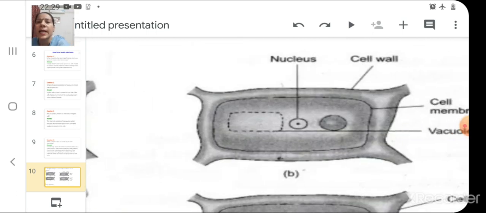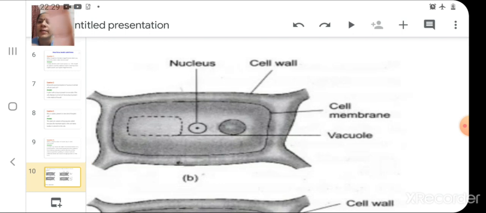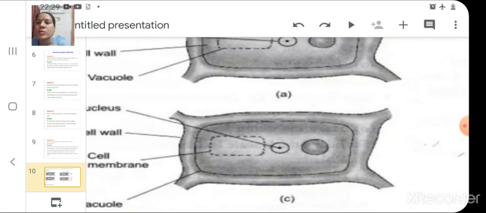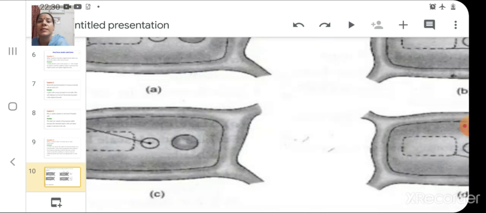Here in the second diagram, B diagram, you can see the nucleus is properly denoted, the vacuole is correctly marked, and the cell wall is the outermost covering, and below that the cell membrane is there. So this one is the correct answer. Now moving on to the C option, that is showing the nucleus in the center but the cell membrane inside the cell, which is a wrong answer.